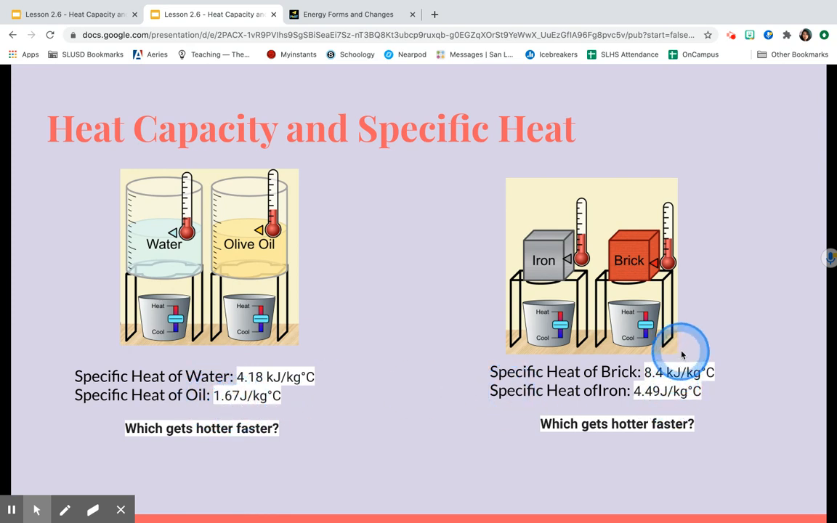Right. Now moving to iron and brick. Brick has a specific heat of 8.4. Iron has a specific heat of 4.49. Now knowing this, can you guess which will get hotter faster?